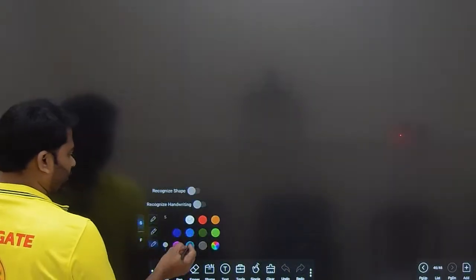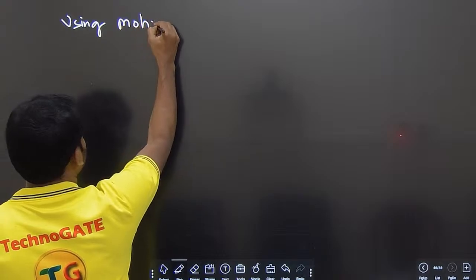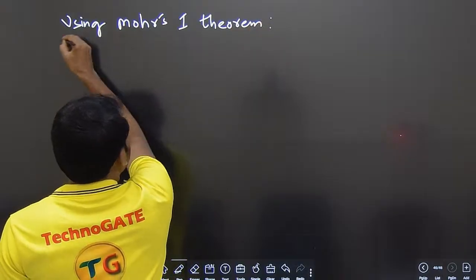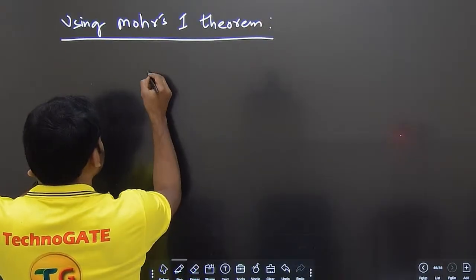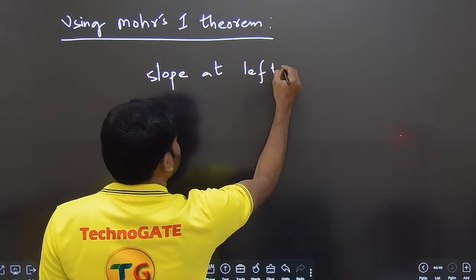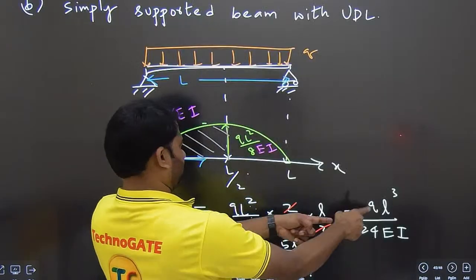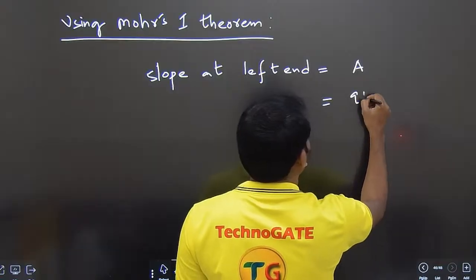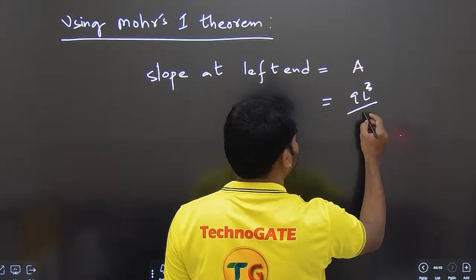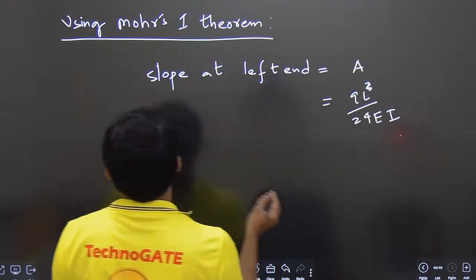Let us apply Moore's first theorem and Moore's second theorem here. Using Moore's first theorem, the slope at the left end is equal to the area. The area is nothing but qL cube by 24 EI, qL power of 3 by 24 EI. That's the value here.